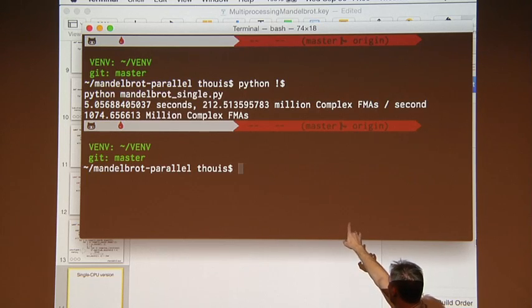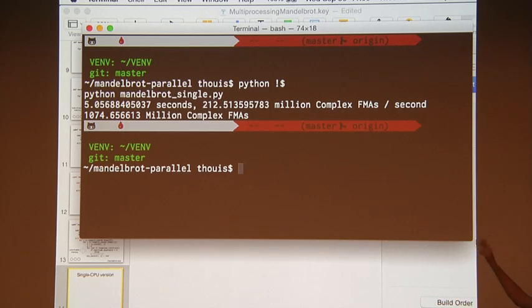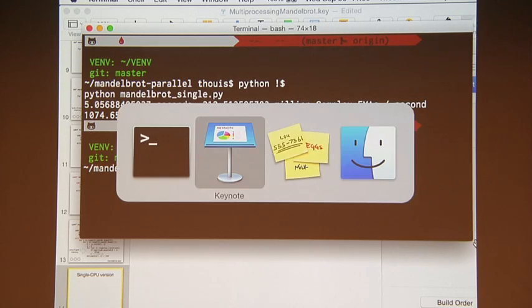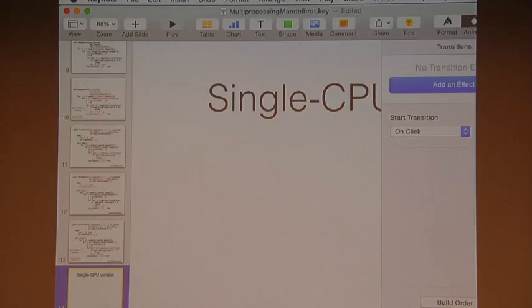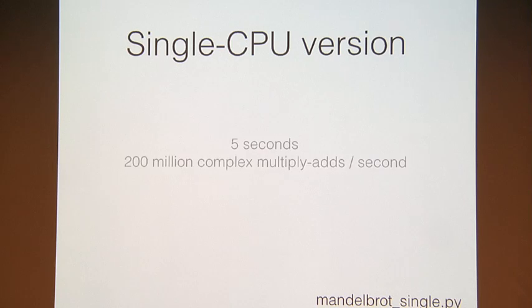Anyway, then we see we get about 200 million operations per second in single processor mode. Right? Okay, so that's our baseline. That's one core of a 4-core machine. Takes about 5 seconds. About 200 million loops per second. Which is pretty good. It's reasonable. It's like a 1.7 gigahertz machine, 1.2, 1.3.